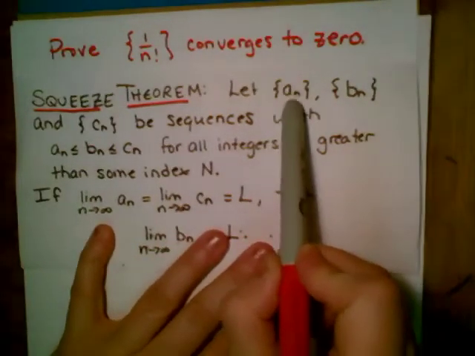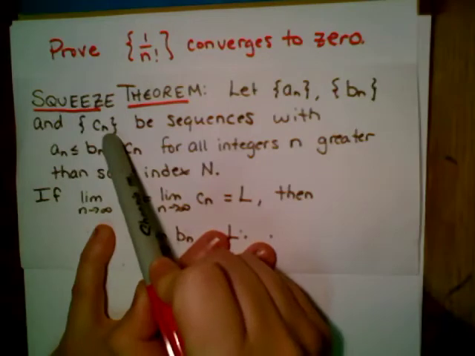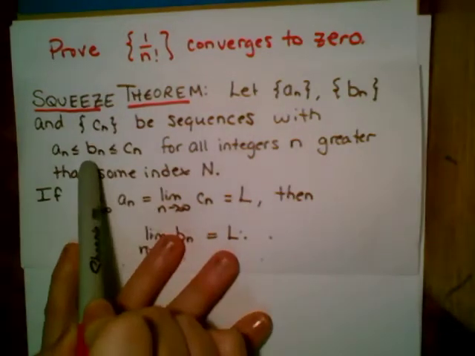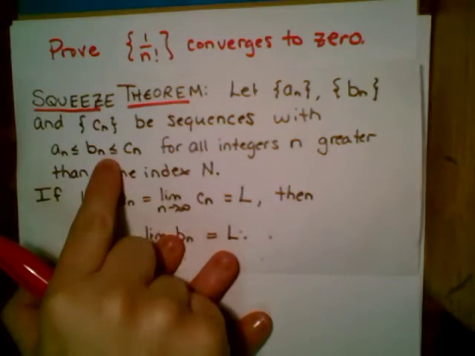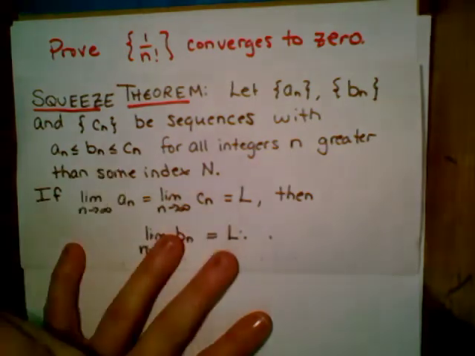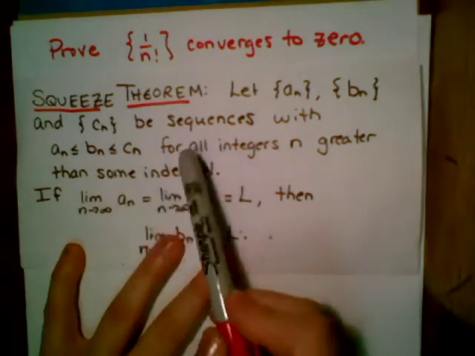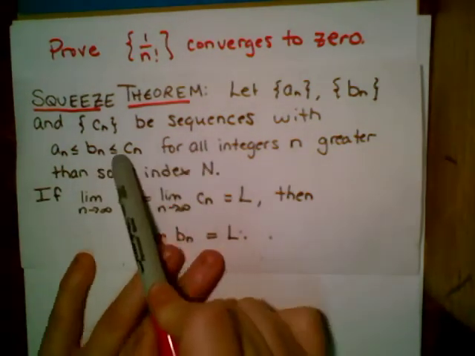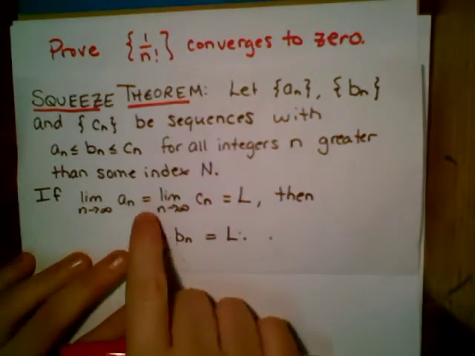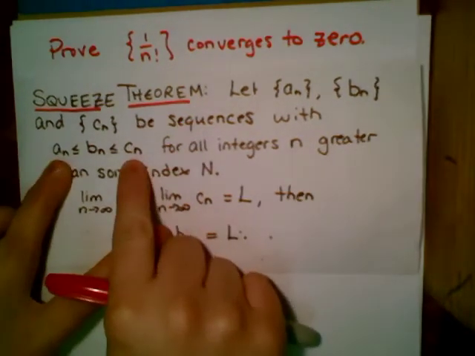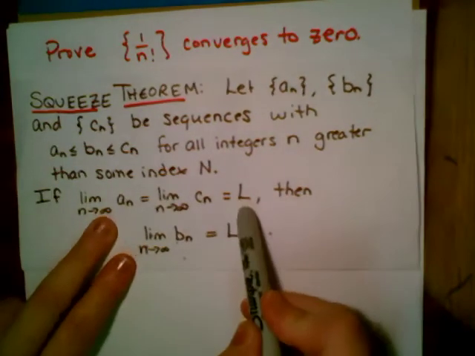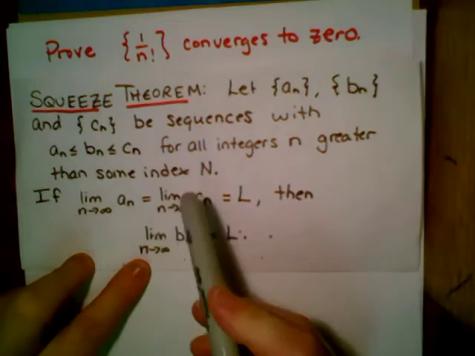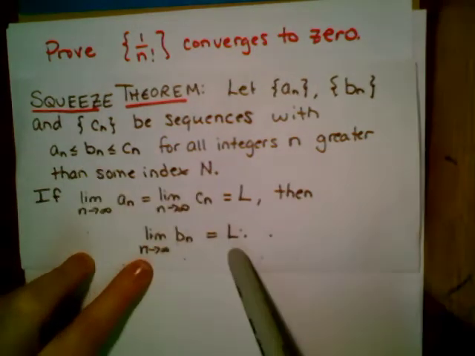We need to show a relationship among 3 sequences. We need to show this double inequality holds at least for all but maybe the first n terms, so we can ignore the first finite number of terms, as long as we can prove this is true for the remaining infinite number of terms. And if we can show these 2 sequences on the end converge to the same limit L, then that middle sequence also converges to L.